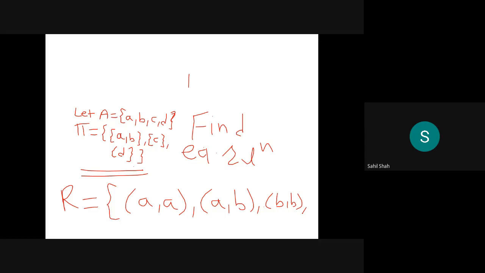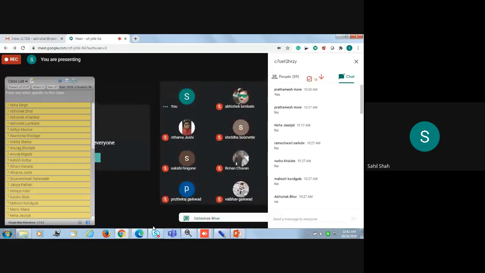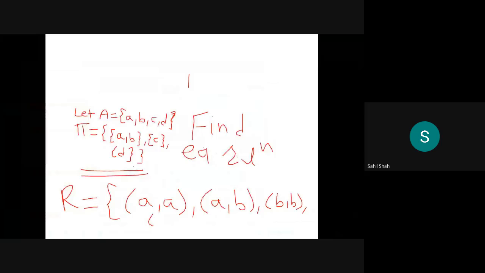Then can we write A comma C? Any replies in the chat box? Can we write A comma C? No. We cannot write A comma C because A is present in one block and C is present in the other block. We can relate elements which are present in the same block with each other. So I think only one pair is remaining. We can have B comma A. Why am I writing B comma A? Because the symmetric property must also be satisfied for being an equivalence relation.